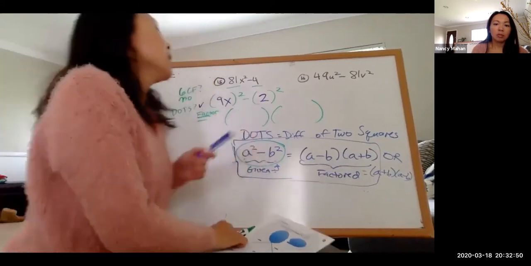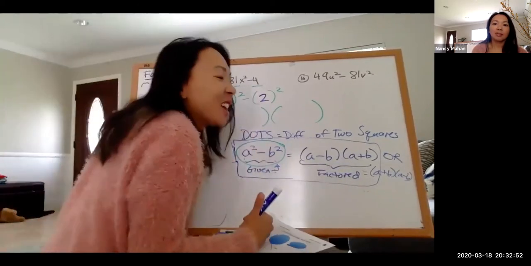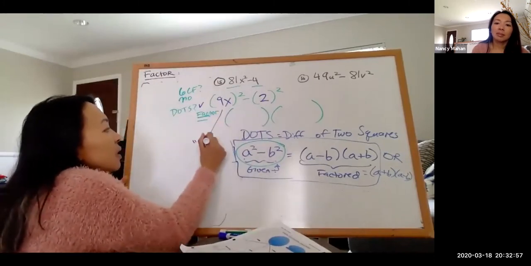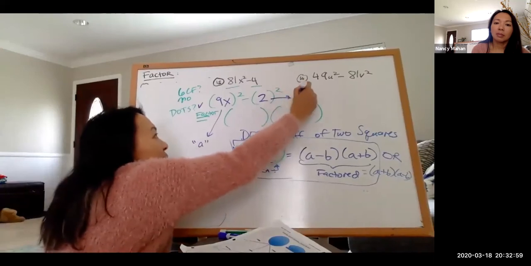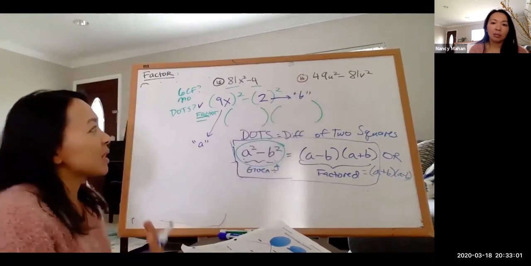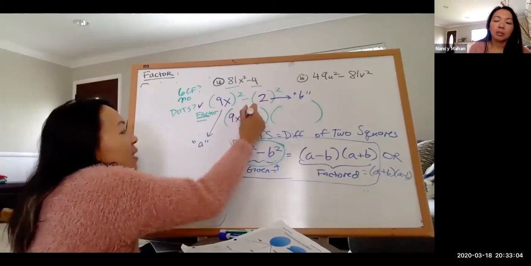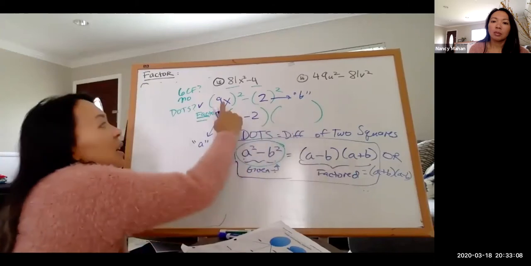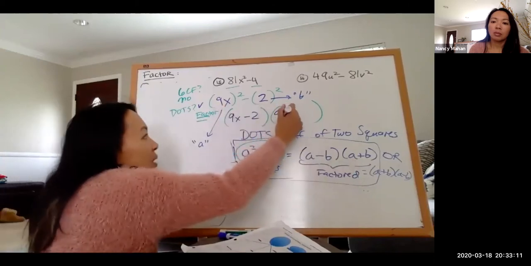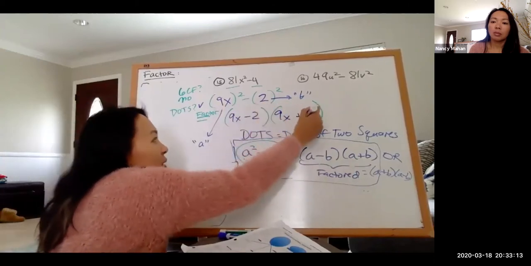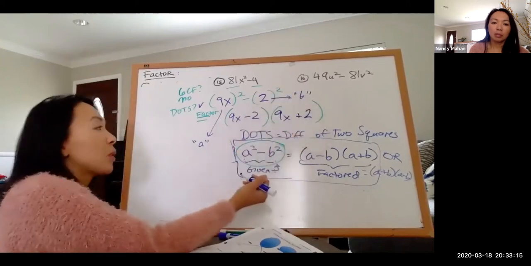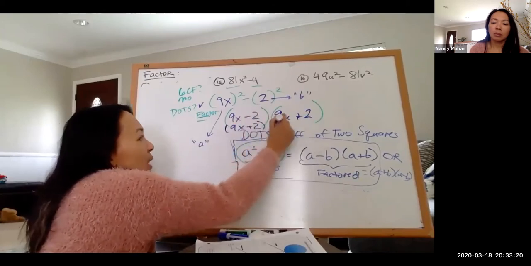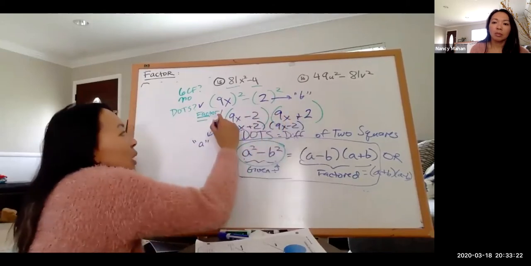Okay, so here is my a, and here is my b, right? So a minus b times a plus b, so I'm going to get 9x minus 2, a minus b, times the second parentheses, a plus b, 9x plus 2. And again, you could write this in reverse order. You could write this as 9x plus 2 times 9x minus 2. So either one would be a-okay.